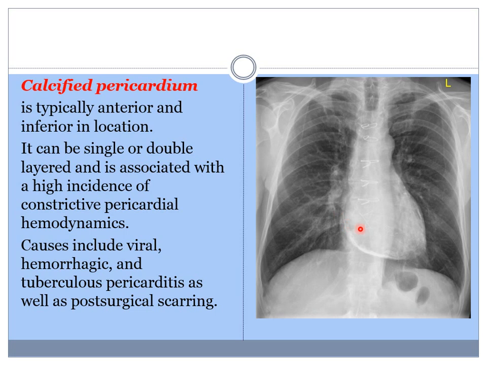Calcified pericardium is typically anterior and inferior in location. It can be single or double layer, associated with a high incidence of constrictive pericardial hemodynamics. Causes include viral, hemorrhagic, TB pericarditis, or post-surgical scarring.